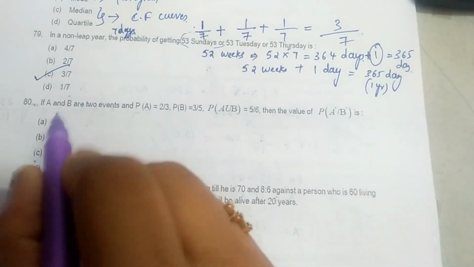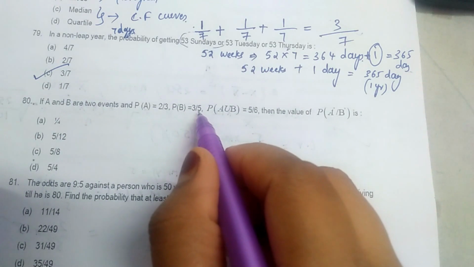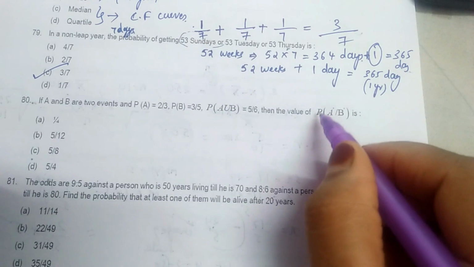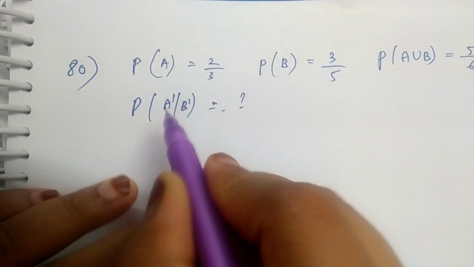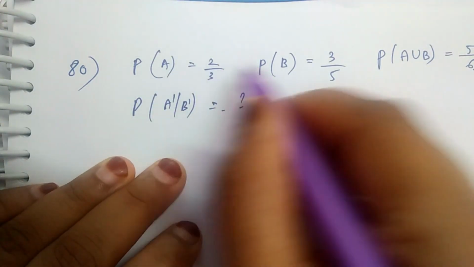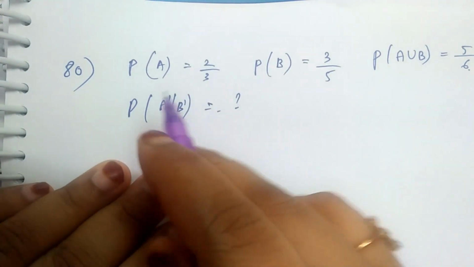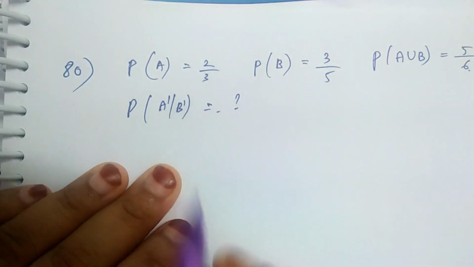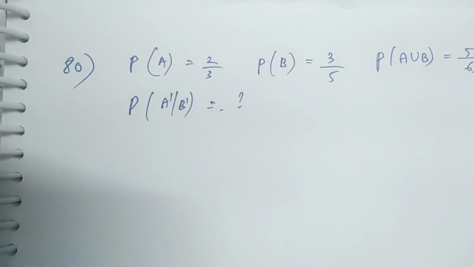It was very simple. Next, if A and B are two events and the probability of A is 2 by 3, the probability of B is 3 by 5, and the probability of A union B is 5 by 6, then what is the value of A dash by B dash? We need to find the probability of A naught by B naught, that means the probability of the event not happening. Let us first get the probability of A by B, then we'll see the non-happening of the event.